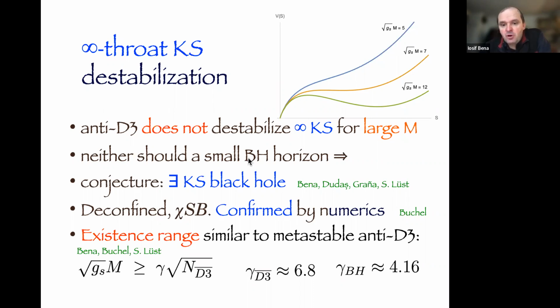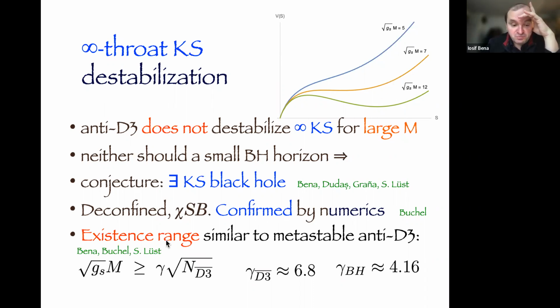And then we conjectured in our paper that there should exist a Klebanov-Strassler black hole, which is dual to some deconfined phase of the dual theory, but which has chiral symmetry breaking. This is our paper, and we posted the paper on the arXiv. And the next day, Alex Buchel told me that he had done the numerics, and actually he found that this black hole exists.